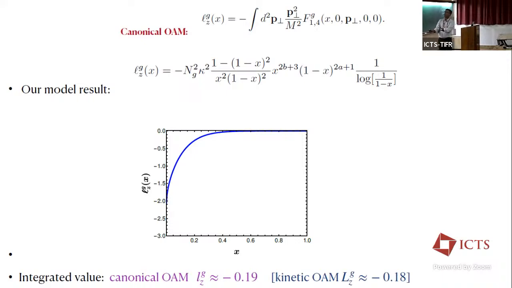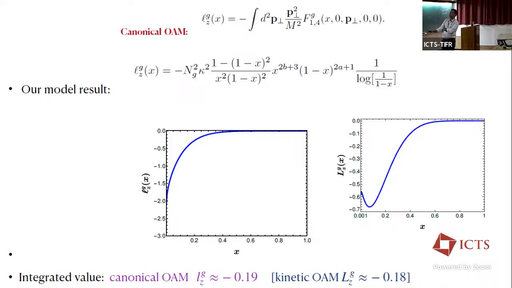And that canonical orbital angular momentum, I can get like this. This is the analytic expression. And if I plot, you can see that this is completely different from this. So this was the kinetic orbital angular momentum, and this is the canonical orbital angular momentum. But if you integrate over x, the total value from here is minus 0.19, and from here it is minus 0.18. So very close in this model. They are almost equal.